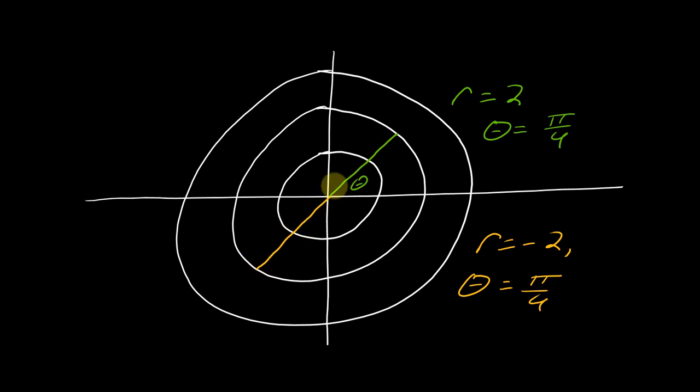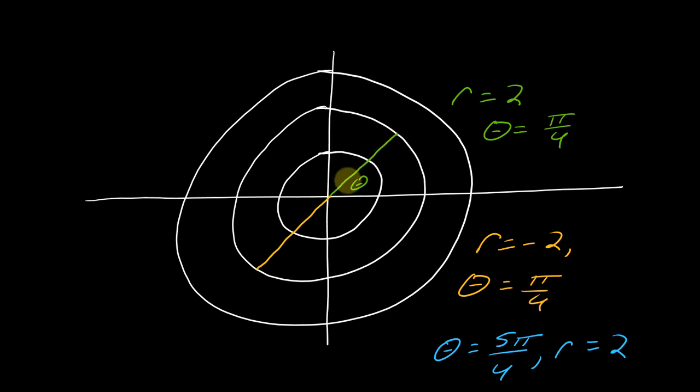And the equivalent to this side here would be having theta equals 5 pi over 4. So this could also be theta equals 5 pi over 4. So I'd start from here, I'd come all the way out here to 5 pi over 4, but then my r would be equal to 2. So these two things here are the same.